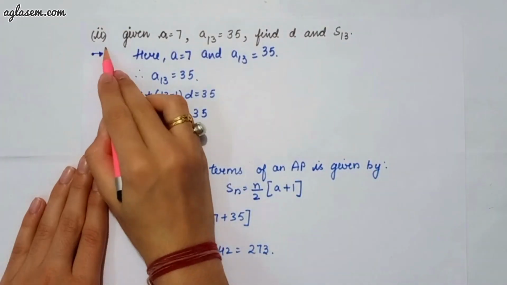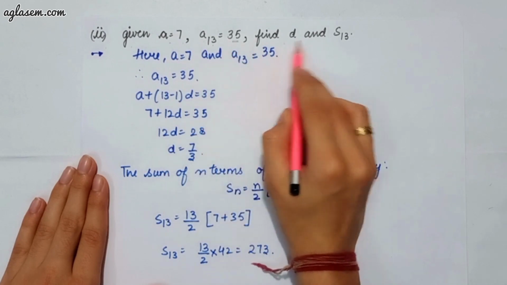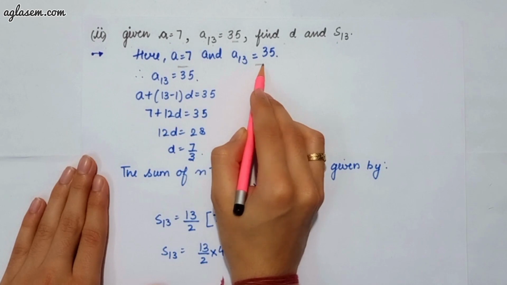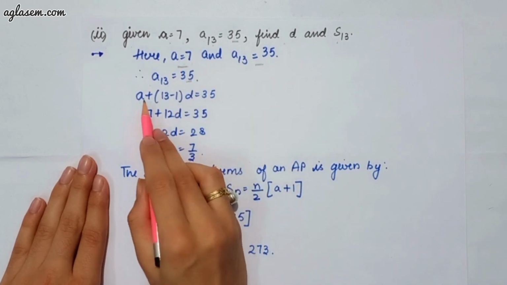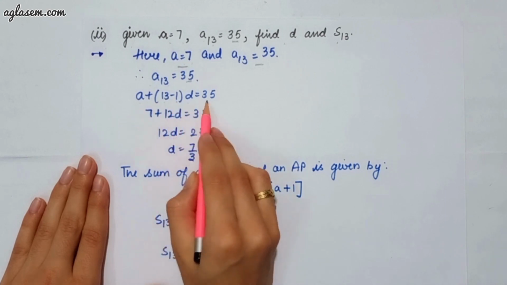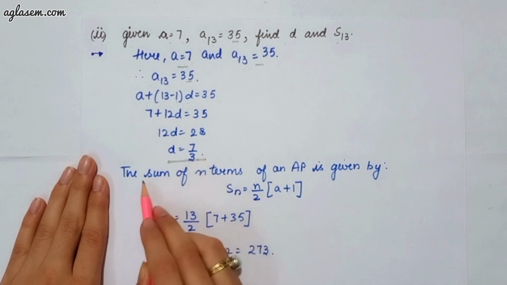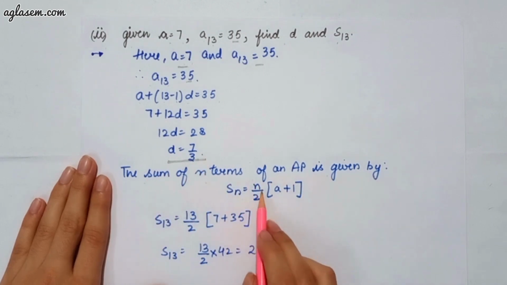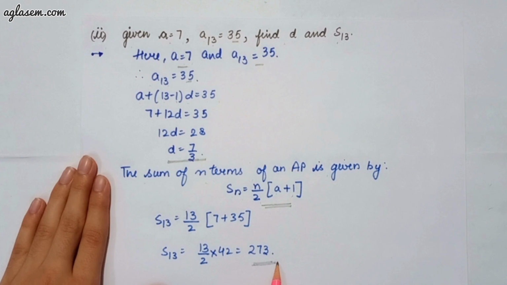Second part says given a as 7, a13 as 35, and we have to find d and S13. Here a is given and a13 is given. So a13 is 35 and a is 7. Applying the formula, a plus (13 minus 1) into d equals 35. So d will come as 7 upon 3. Further, the sum of n terms of an arithmetic progression is given by Sn equals n upon 2 into (a plus l). Solving this, we will get 273 as S13.